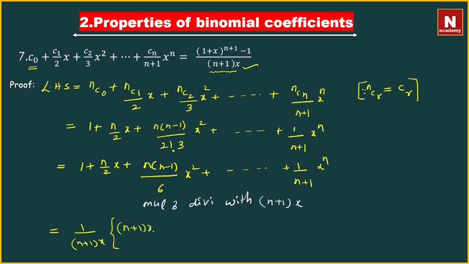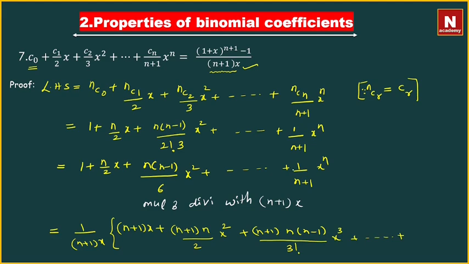N plus 1 into x. Next, in this step also multiplying with n plus 1 into x. So n plus 1 into n by 2 into x into x, x square. Similarly here also n plus 1 into n minus 1 by, this is 6 here. This 6 can be written as 3 factorial into x square into x cube, and so on.